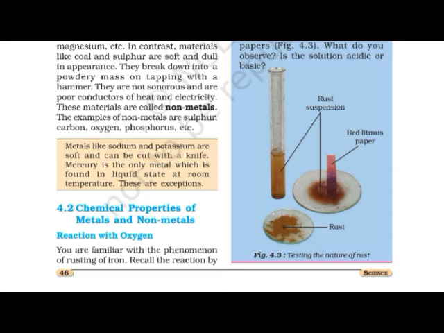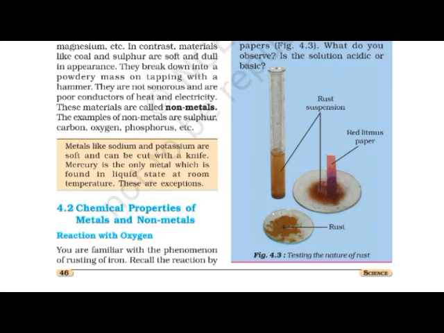Means, we can understand that the materials showing the characteristic properties required for metals are the metals, and the materials which do not show the characteristic properties required for metals are the non-metals. Now, we have discussed the list of characteristic properties to understand whether the given substance is a metal or non-metal. Now, the examples of non-metals.